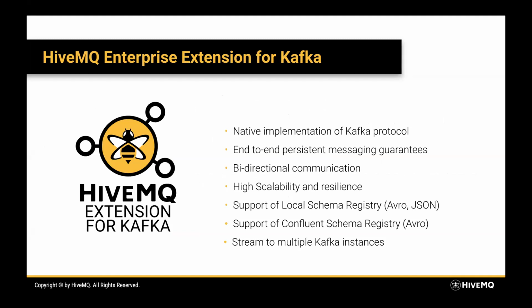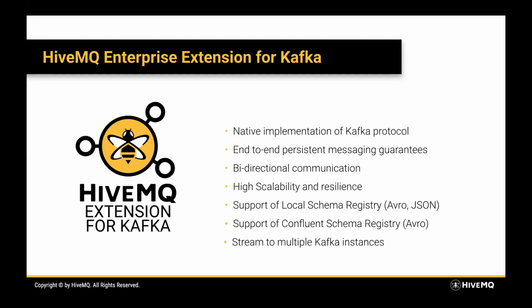The extension for Kafka is able to give end-to-end persistent messaging guarantees. So no message is lost during the communication between both systems. Of course, we have bidirectional communication, from MQTT to Kafka and also from Kafka to MQTT. Of course, high scalability and resilience is supported. I'll tell you a little bit more here in a minute. We also support different schema registries: on the one hand the local schema registry, and on the other hand the Confluent schema registry. We will also have a closer look at that later.